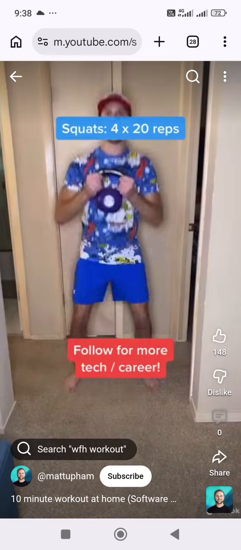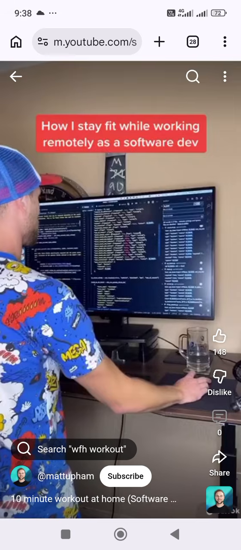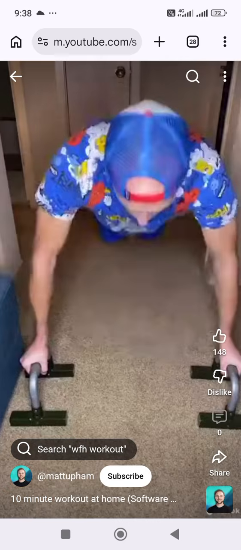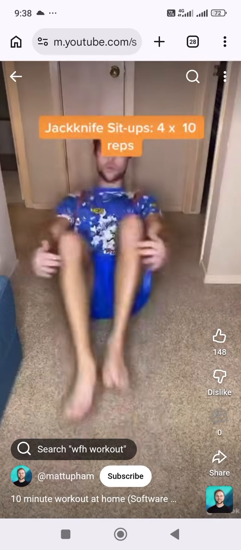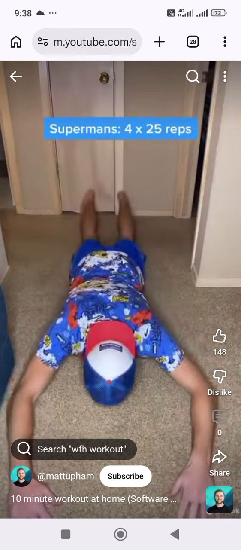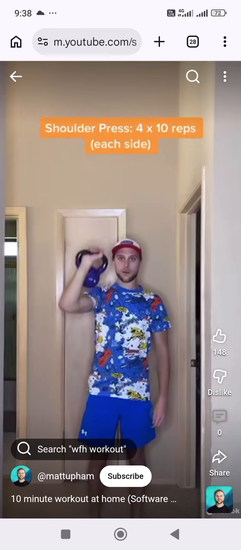So what? Improves my focus. Follow for more tech and career. This is how I've maintained being lean throughout quarantine. I'm a software developer by day, and you spend a lot of time in front of the computer. I usually take a few breaks a day to fit in some of these exercises. It honestly takes all of 10 to 20 minutes, and it improves my focus.